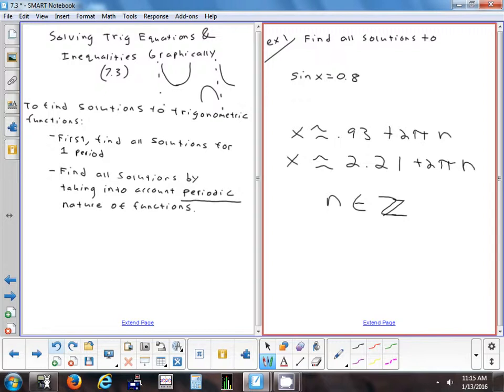If they give you a certain window to look in, do you have to add the 2 pi n? No. If they give you a certain window, they'll say find all answers between 0 and 2 pi. If they do that, you do not add the 2 pi n. Only if they say find all. Okay?